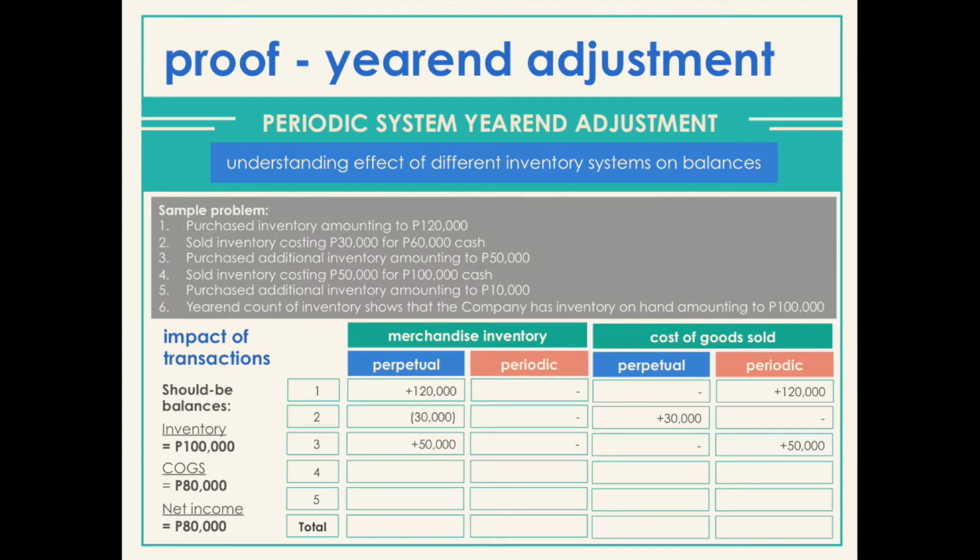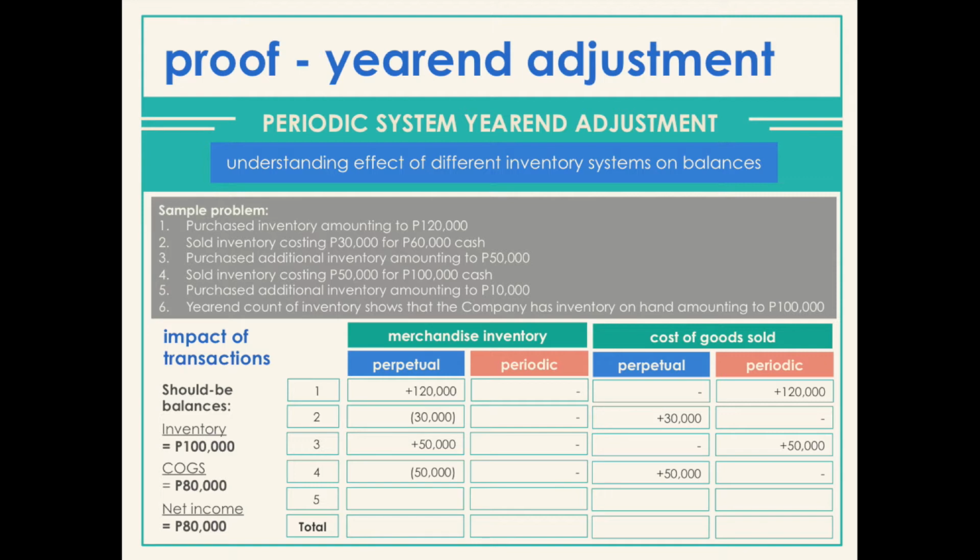4. Sold inventory costing 50,000 pesos for 100,000 pesos cash. The impact of this transaction would be similar to the impact of the second transaction. The sale will result in a decrease in merchandise inventory of 50,000 and an increase in the cost of goods sold of 50,000 under the perpetual system. There is no impact on both accounts under the periodic system.